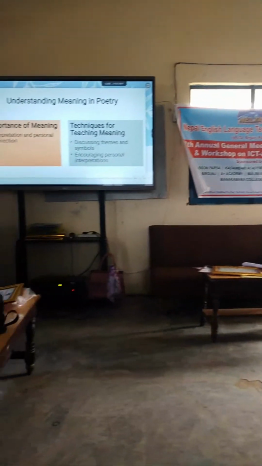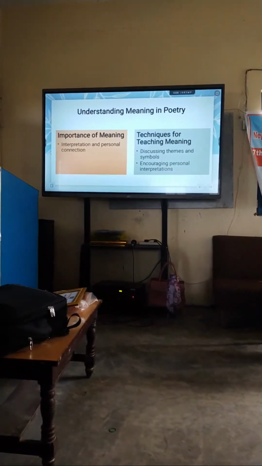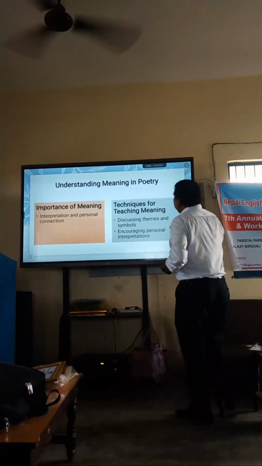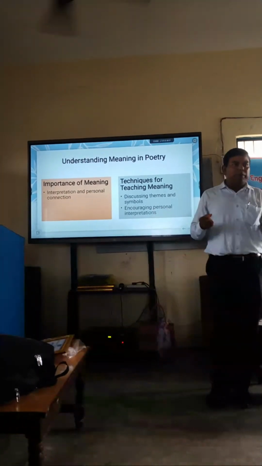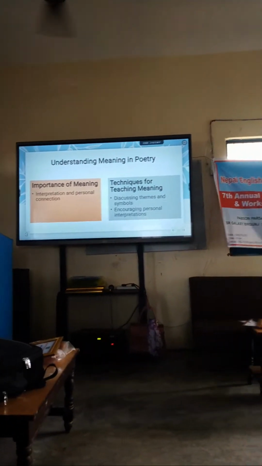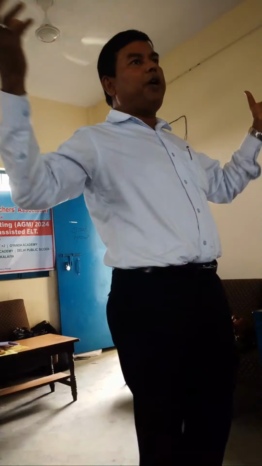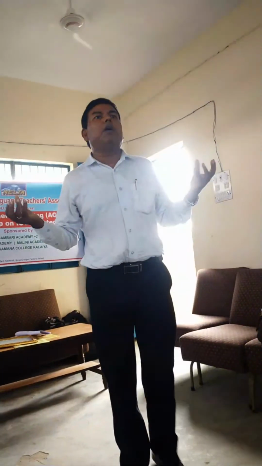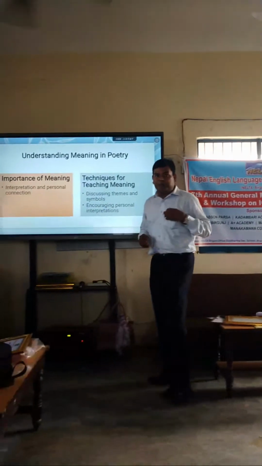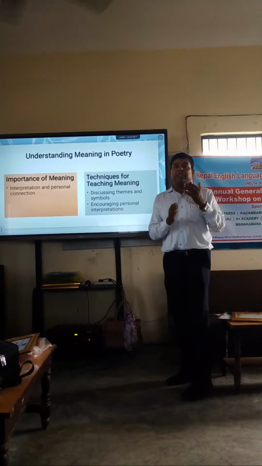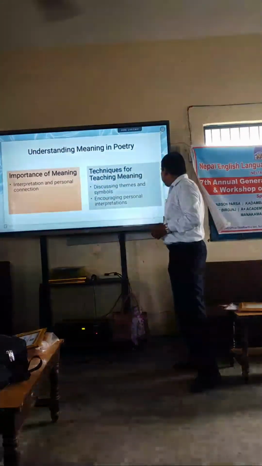So we, being teachers in the ESL classroom, can encourage our students to explain the poems according to their own way. Techniques for teaching meaning: discussing themes and symbols. We know better, varieties of symbols are used in literature. Cloud is the symbol of trouble. Red rose is the symbol of love. Varieties of symbols are given. Encouraging personal interpretation. We must encourage the students for what? Personal interpretation.